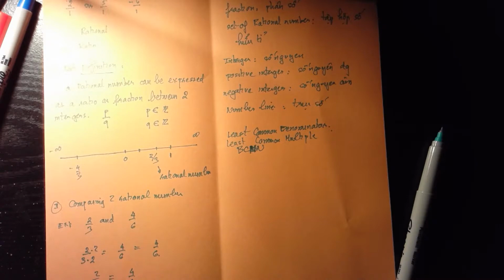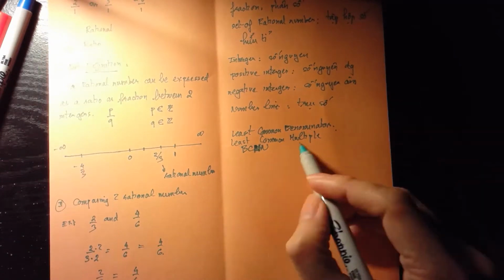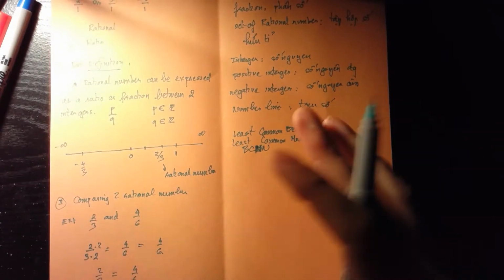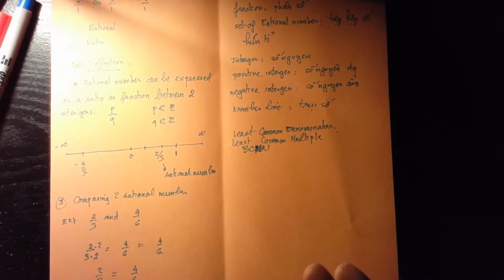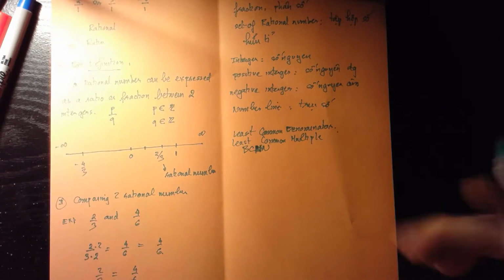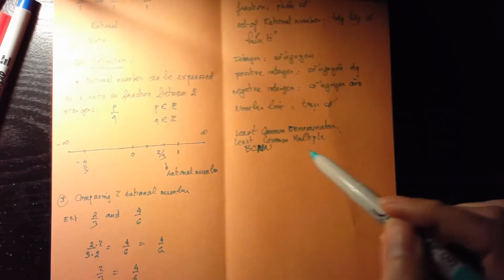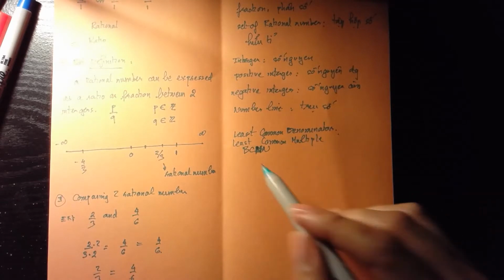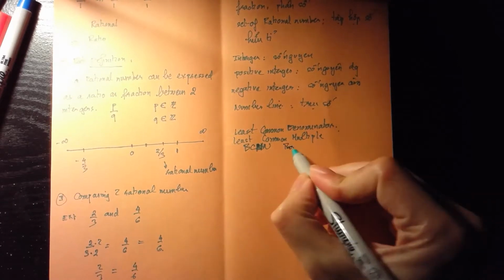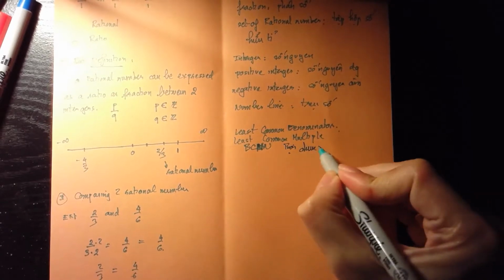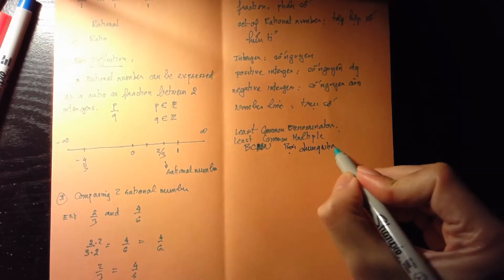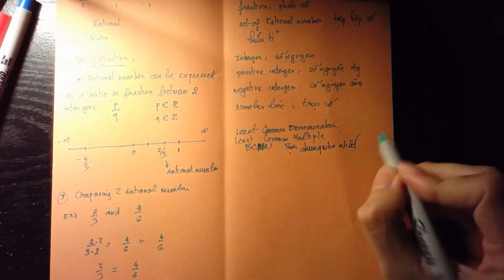So, bội chung nhỏ nhất is the least common multiple, or least common denominator when you add or subtract two fractions with different denominators. We have to find the least common denominator, or in Vietnamese it's called bội chung nhỏ nhất. Okay.